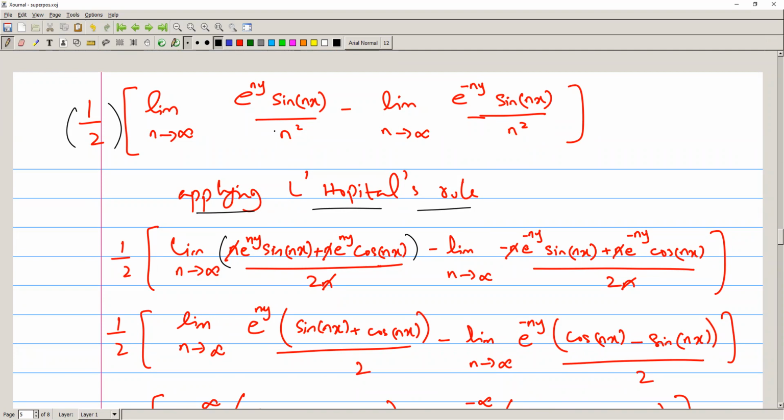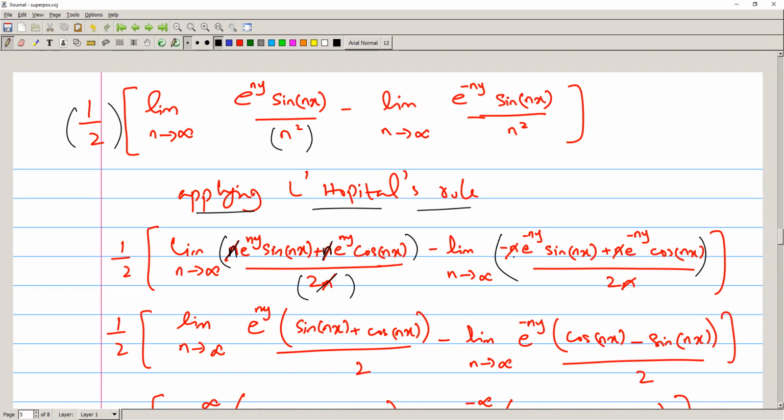And then when we differentiate this function, in the denominator n squared, we will get 2n, right? So n is in the denominator and n in the numerator, so we can cancel this with this. So negative limit n tends to infinity, and similarly we differentiate this function.